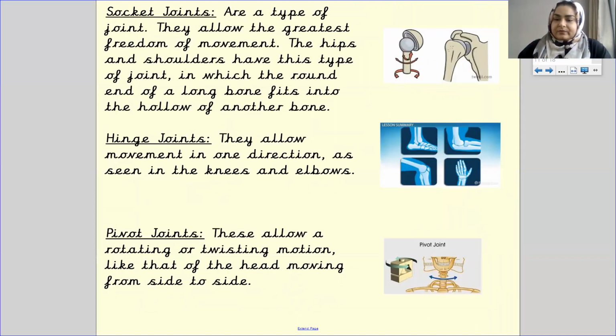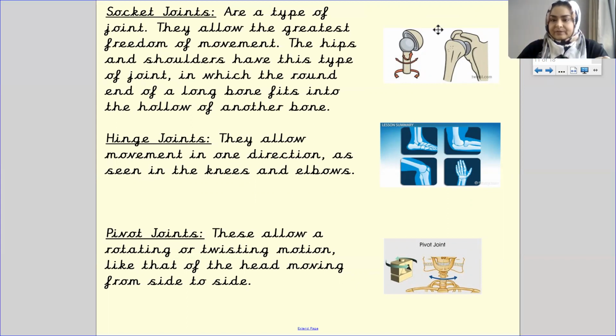Socket joints. These are a type of joint. They allow the greatest freedom of movement. The hips and shoulders have this type of joint in which the round end of a long bone fits into the hollow of another bone. So this is why it's called a socket, because this is how they join. So you'll have a round-ended bone with an open bone, and that is what helps your arm and shoulders move like this, okay, from the top.